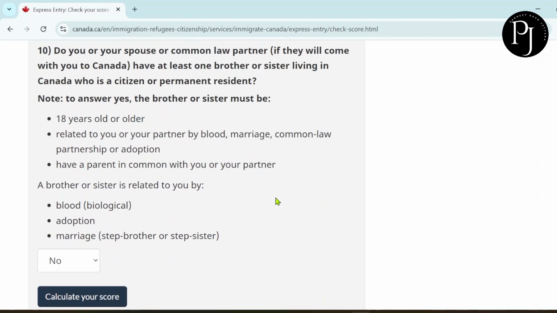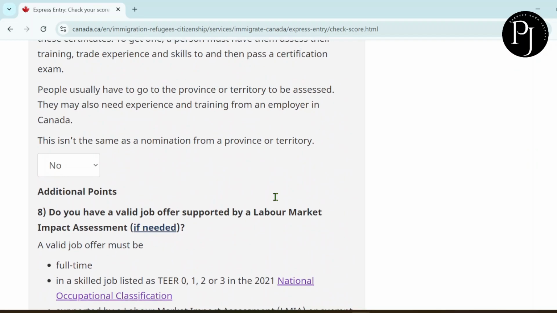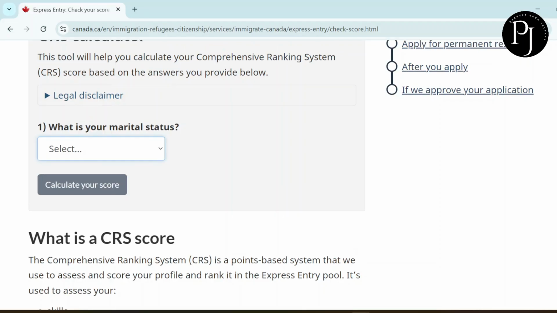So that is all about if you're single and having 2 degrees, then how you can calculate your score. So now I will explain the case in which a person is married and has 2 degrees, one from back home and one diploma in Canada.